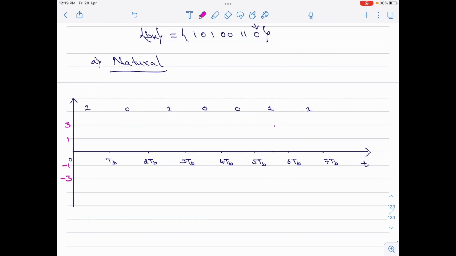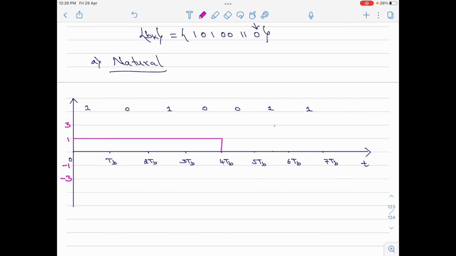So come back to the diagram and plot a rectangular pulse of amplitude +1 but duration 2 TB, because we have taken 2 bits at a time. Next, go to the next 2 bits, which are 1, 0 again. So the same continues. Please note, now I have to eliminate this line.